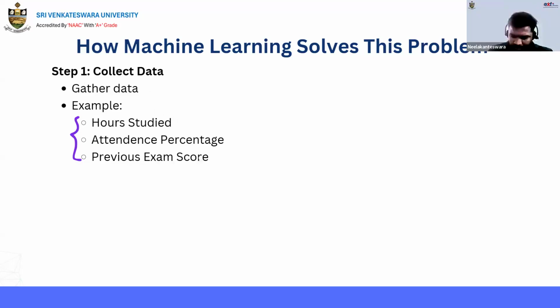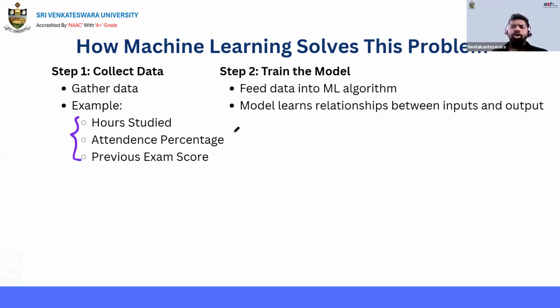After collecting all the data, we are going to train the model. That means feed the data to the ML algorithm. The model learns the relationship between the inputs and the output. The inputs here are the number of hours studied, attendance percentage, and the previous exam score, and the output is pass or fail, the status of the student.